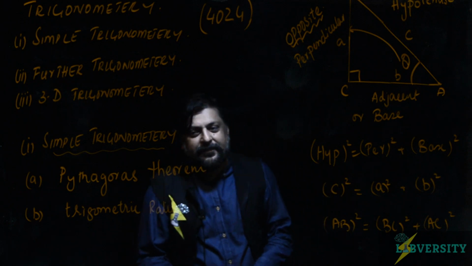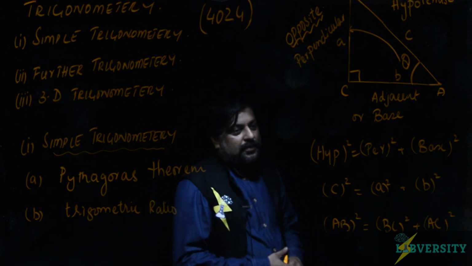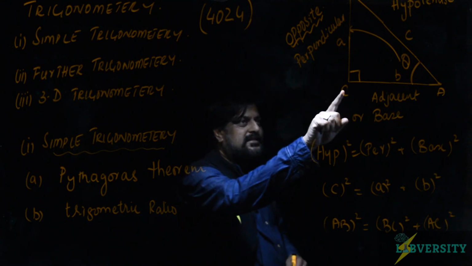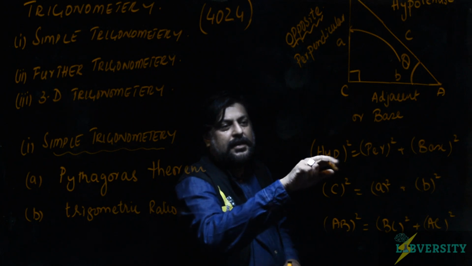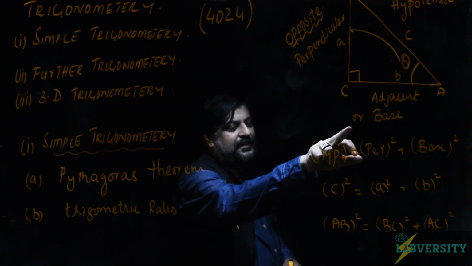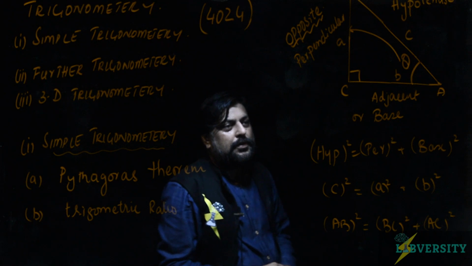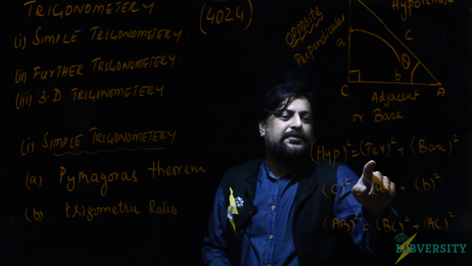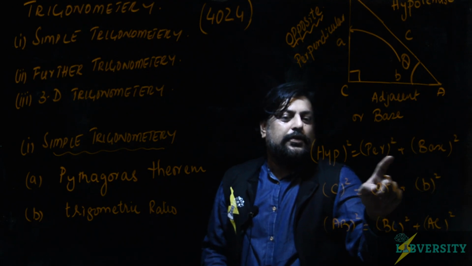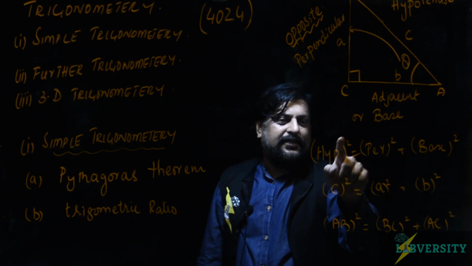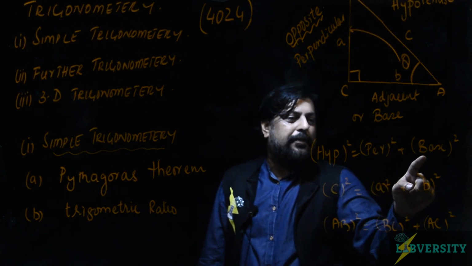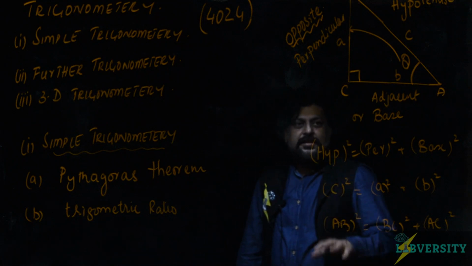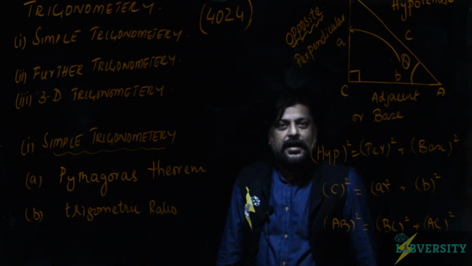What is the relation between the lengths of these three sides was found out by a Greek mathematician and philosopher, Pythagoras. He said the hypotenuse, which is the largest side, its length squared is equal to the two other sides, which are smaller than the hypotenuse, squared and summed. So hypotenuse square is equal to perpendicular square plus base square, and if this is correct for any triangle, that means it is a right angle triangle.